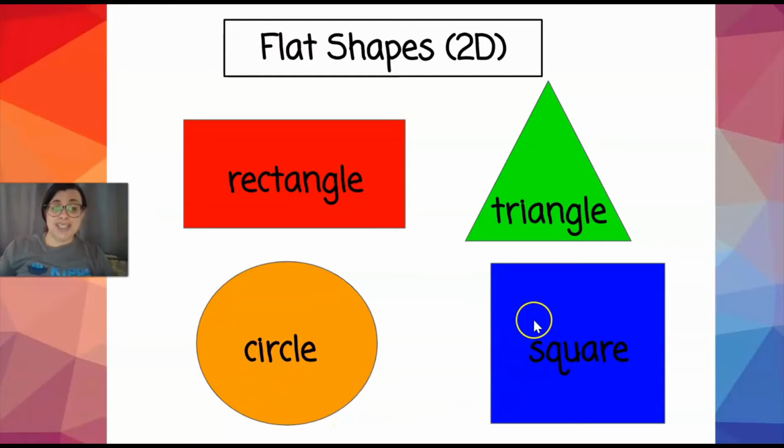And this is a square. A square is different from a rectangle because all 4 sides are the same length. A square also has 4 corners, 1, 2, 3, 4. A square's corners are also L-shaped. These are our flat shapes. Your teacher might pause the video and review flat shapes for a little bit longer.